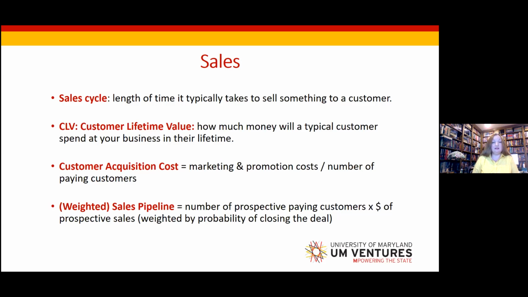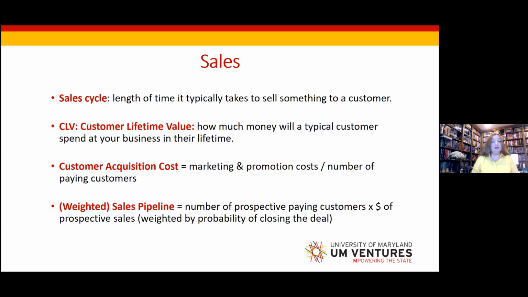CLV stands for customer lifetime value. It basically means how much money a typical customer will spend at your business in their lifetime, and it's a really important measure. Many successful companies understand this; Starbucks knows how much a typical customer will spend in their lifetime. It's important when you're deciding whether to go into a certain market: how many prospective customers are in that market, what is your addressable target market, and what is the CLV. That will give you a better idea whether it's a good idea to place your restaurant in that location, for example, or to go into that industry or business.